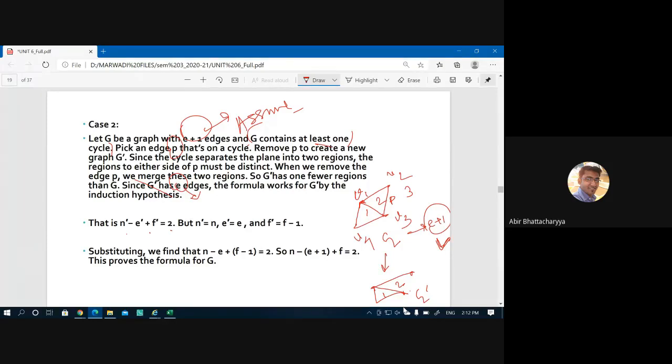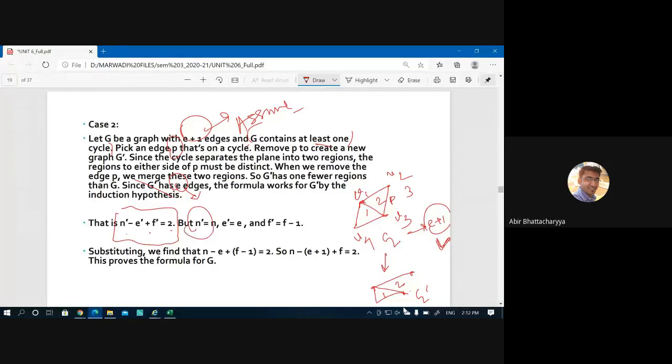That is the turning point. Since it has e number of edges, we assume that for e number of edges the formula n' minus e' plus f' is always true. So you can write n' minus e' plus f' equals 2.